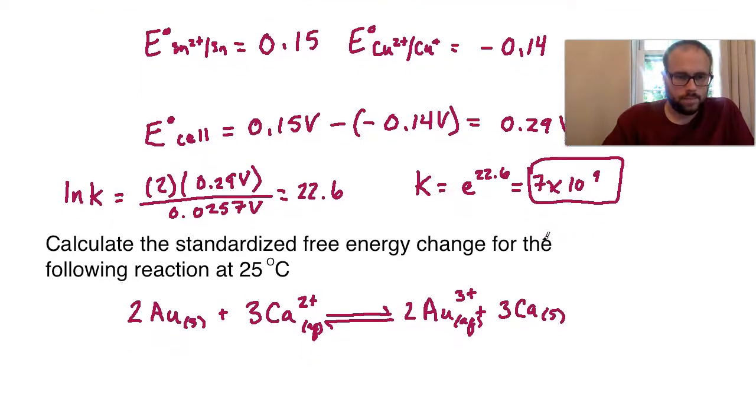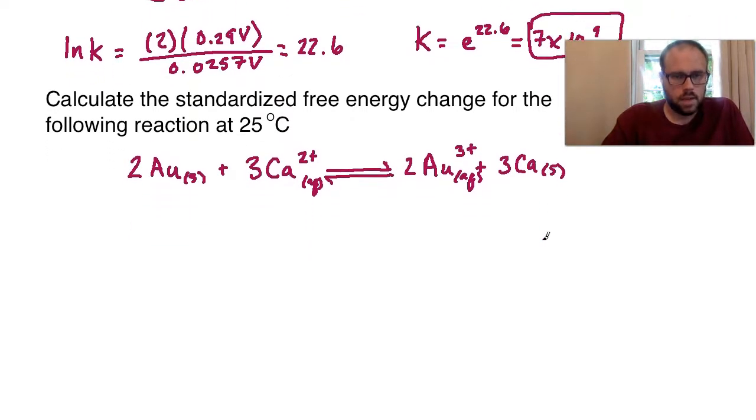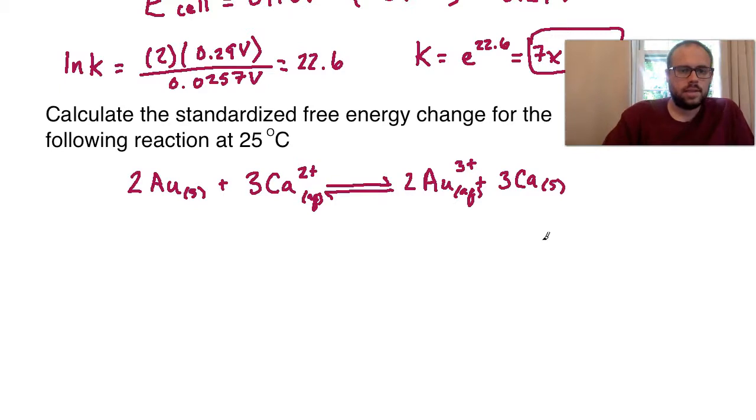All right, now here's the next one. Calculate the standardized free energy, so now we're talking about delta G, okay, for the following reaction at 25 degrees Celsius. So again, if I'm at 25 degrees Celsius, why don't I go ahead and find the standardized E cell value? And if I can find that, then I could potentially move forward here.